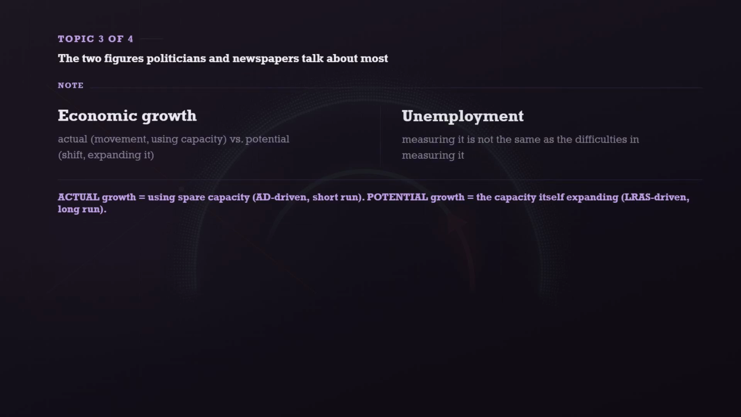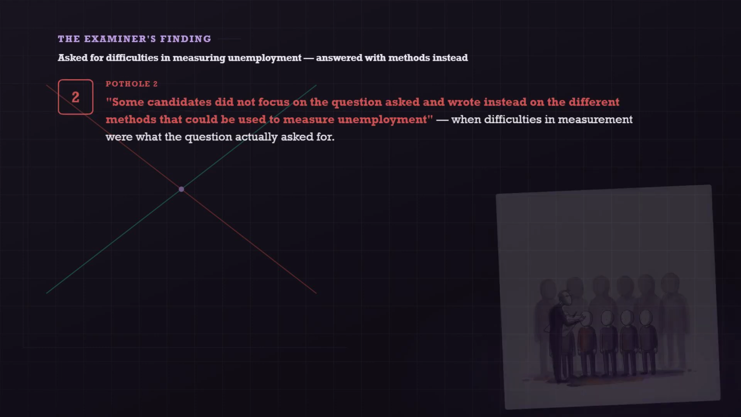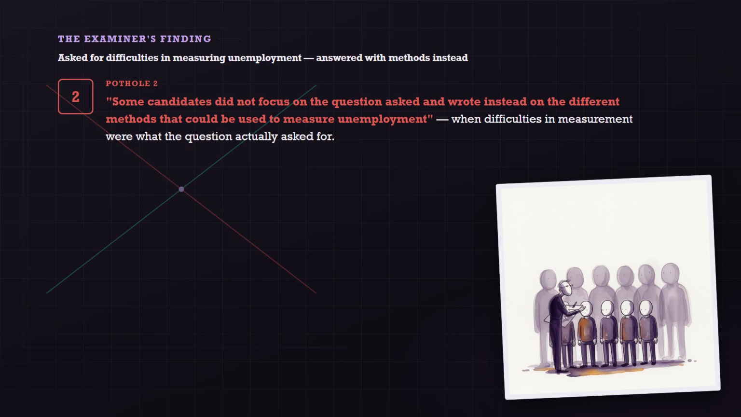Economic growth and unemployment are the two figures politicians and newspapers talk about more than almost any other measure of how an economy is actually performing. Here's a documented finding on two different kinds of growth. An emphasis on actual, often short-run economic growth because of increases in AD, rather than potential, long-run economic growth due to increases in LRAS. Here's a second finding on measuring unemployment.